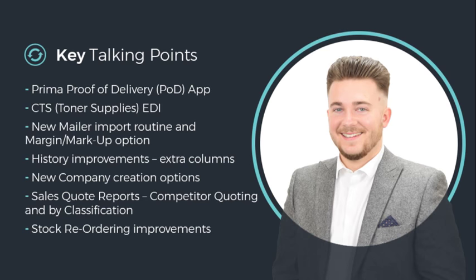History improvements: an extra column to show whether it's on contracts or not, and whether it's on by margin or by sell price. New company creation options: as I was running through earlier, you now have the option to make certain fields mandatory, and to add more information before you actually create the account and leave it in the system. Also additions to the sales quote report, competitor quoting and by classification, and stock reordering improvements as well.